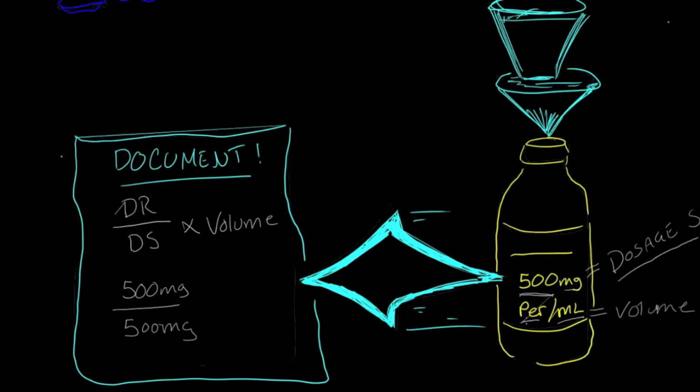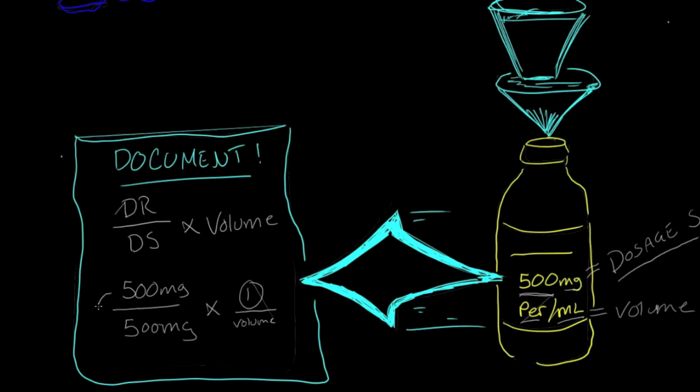And per means for every 1 milliliter. Since there's not a number before it, it's just assumed to be 1. So per is for every 1 milliliter. So your volume is 1. This is the volume. You're actually not dividing, I'm just labeling it. So this is volume.